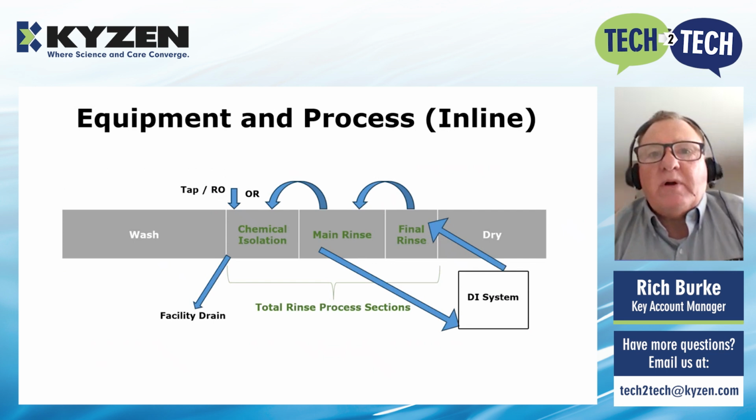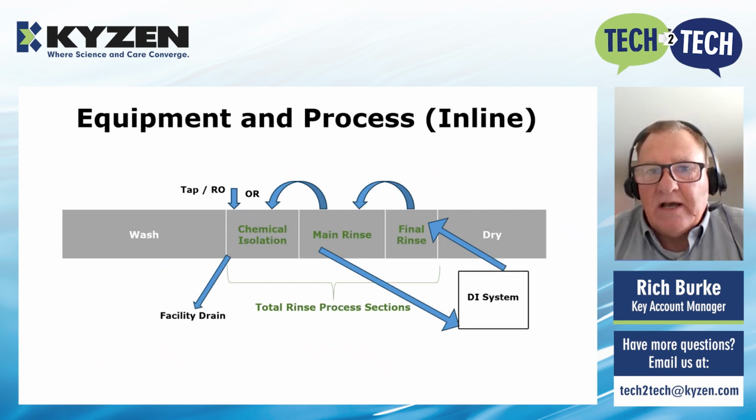So let's talk a little bit about equipment for a minute. So let's start with an inline cleaning system. An inline cleaning system, as we know, is made up of different sections. It starts with a wash section, ends with a dry section. And in between that, there are different modules that make up the rinse. In most cases, we would see a chemical isolation section, and that's designed to minimize the drag out or carryover of a wash solution into the main rinse section.